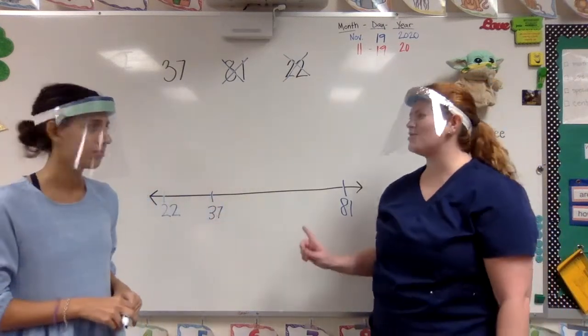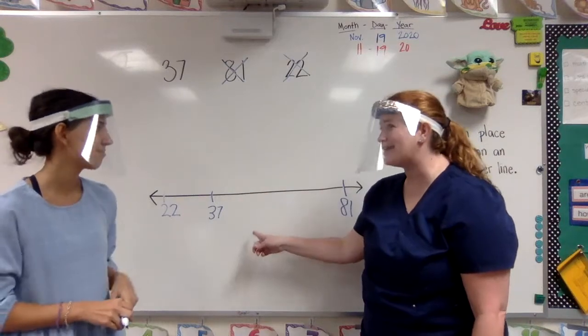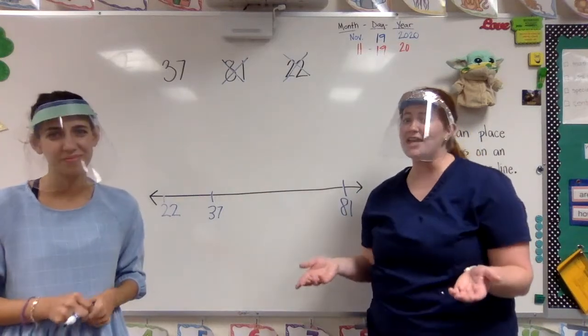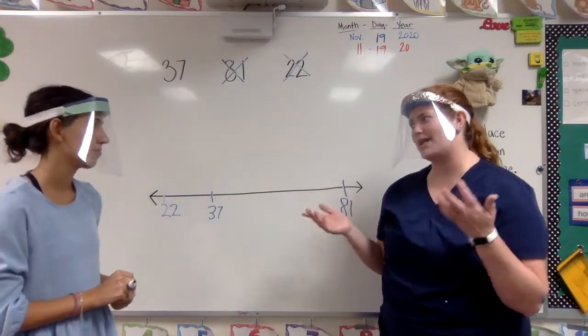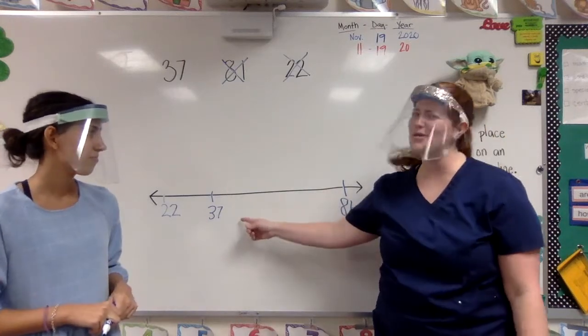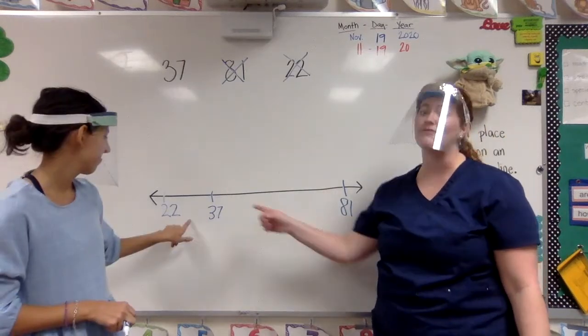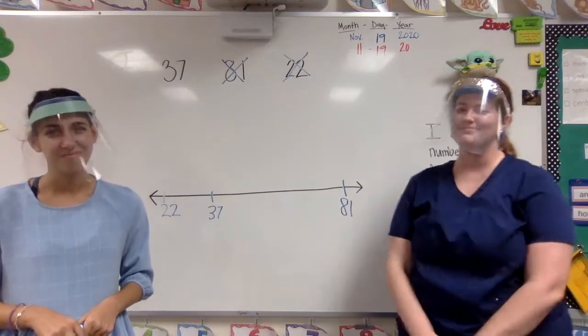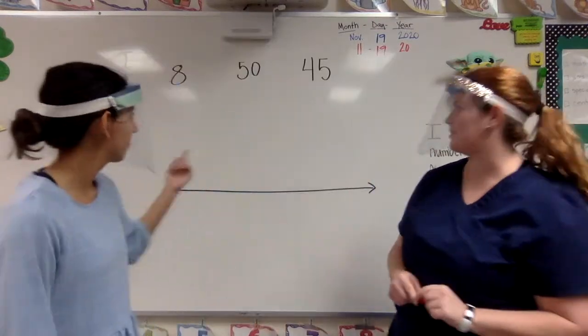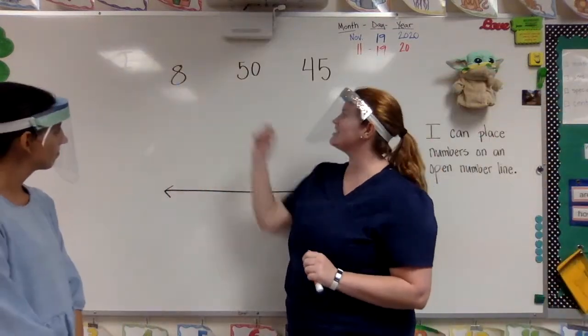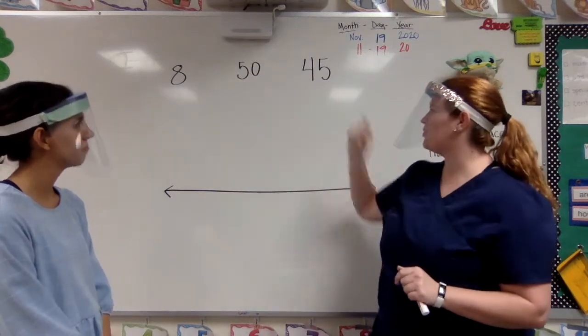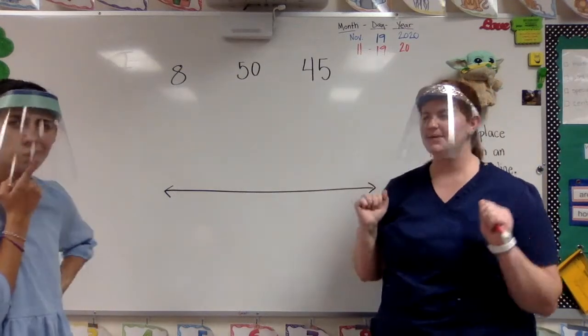Ooh, I like how you also didn't just put it right in the middle, because even though that number would fall in the middle of least to greatest, on an open number line, 37 is not in the middle of 22 and 81. Okay, here's our next set of numbers. I have the numbers 8, 50, and 45. Ooh, okay, let's put these on an open number line.